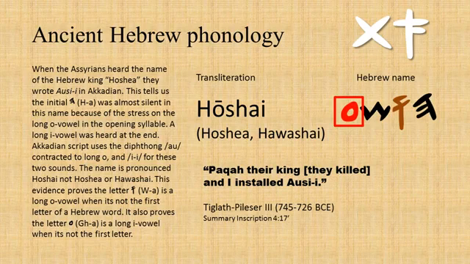Ho-Shai. This evidence proves the letter Wa is a long O vowel when it's not the first letter of a Hebrew word. It also proves the letter Ga is a long I vowel when it is not the first letter of a Hebrew word.